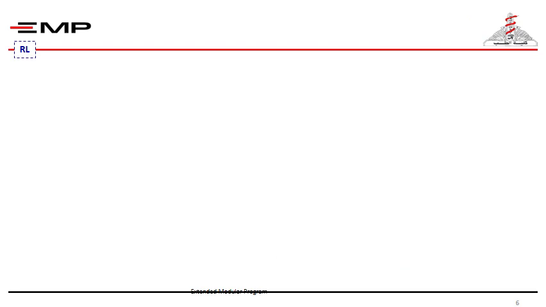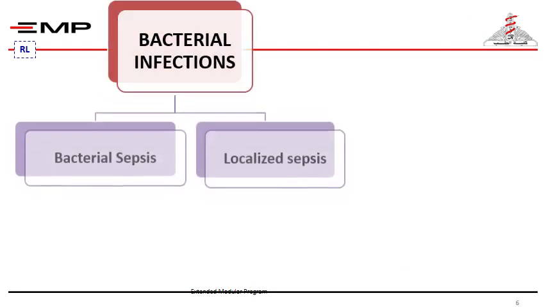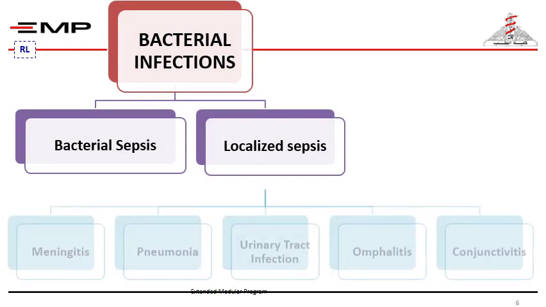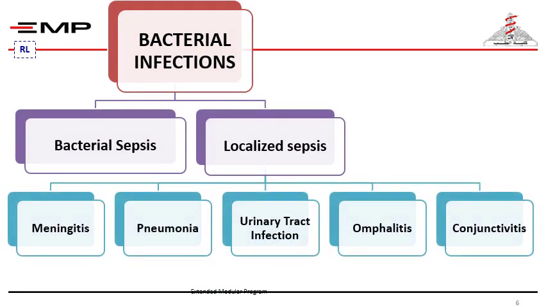As we have mentioned, bacterial infections may be systemic or local. The most serious site of infection is the brain. That's why meningitis should be suspected early and managed vigorously. Pneumonia is a common presentation with sepsis. Other important and common sites of infection include urinary tract infection, umbilical cord causing omphalitis, and conjunctiva causing conjunctivitis.